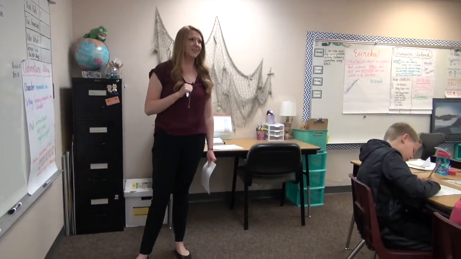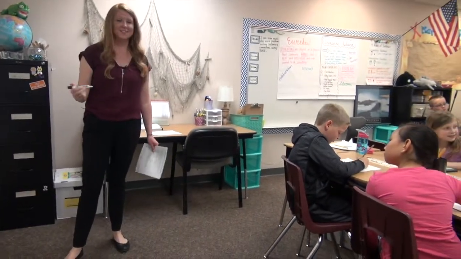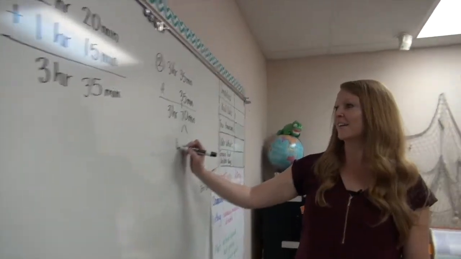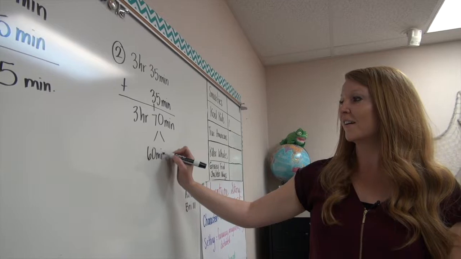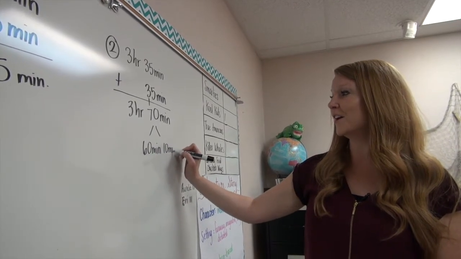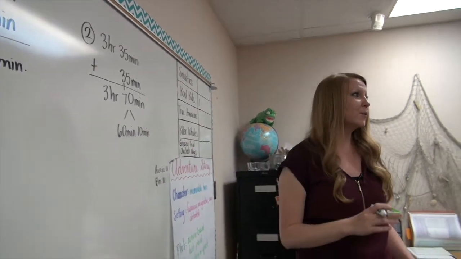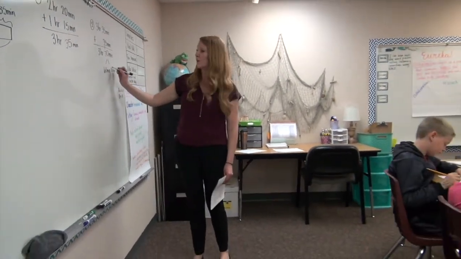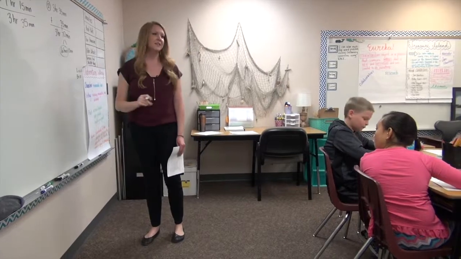Elijah? 70 minutes is over an hour. Yes. So we need to decompose 70 minutes into 60 minutes and 10 minutes. Okay. 60 minutes and 10 minutes, which is 1 hour and 10 minutes. Wonderful. I love how he used decompose, right? So we're breaking apart that 70 minutes into our larger time chunk. So you said it's 60 minutes and 10 minutes.